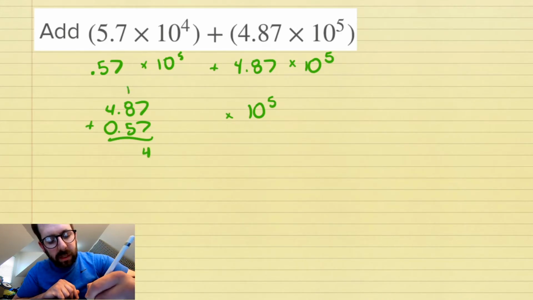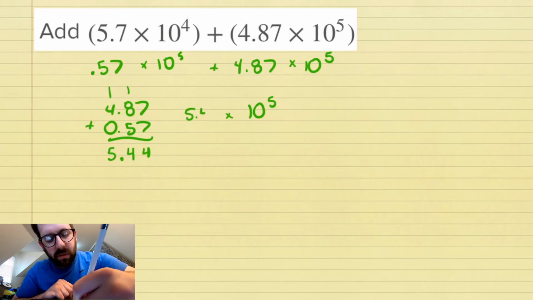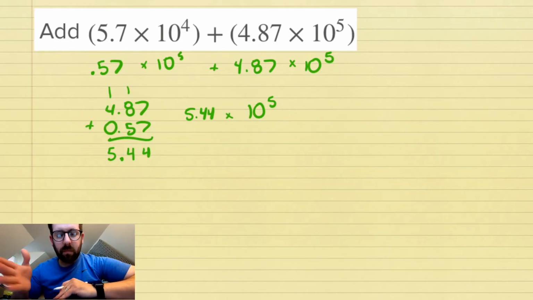So if I add, that's 14, carry 1. 9 plus 5, what is that? 14 again, plus 1. And 1 plus 4 is 5, and the decimal comes straight down. So this is 5.44 times 10 to the 5th. And again, if you type these numbers in the calculator, you should get the exact same answer.